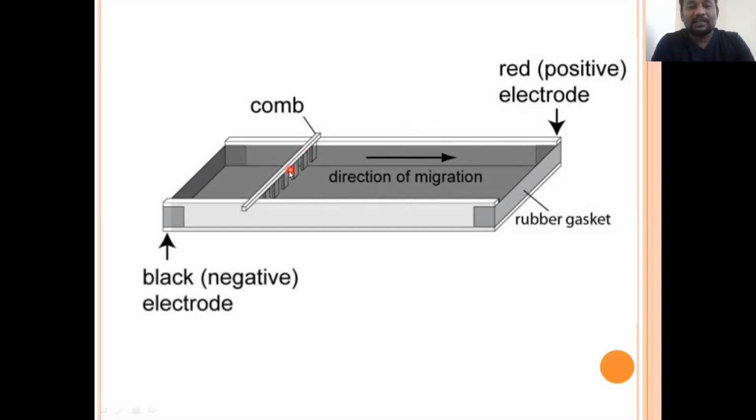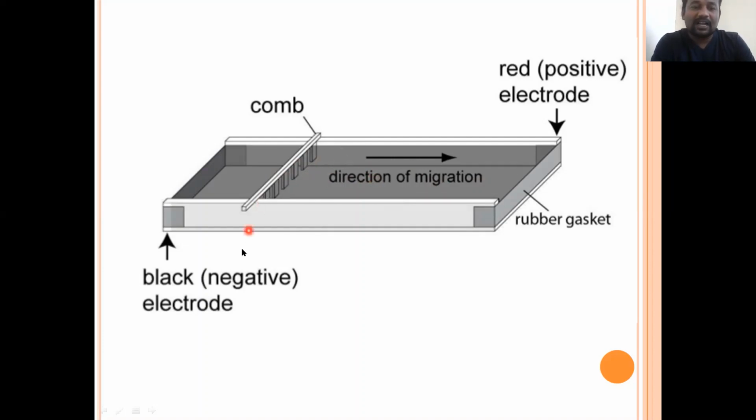When we switch on the electric current, the movement of molecules will start. The DNA or RNA or protein will move from negative electrode to positive electrode according to the size. Larger DNA or RNA or protein fragments will move slowly. Smaller fragments will migrate or diffuse faster than the larger fragments.